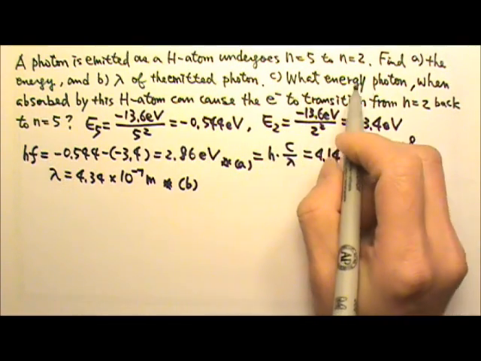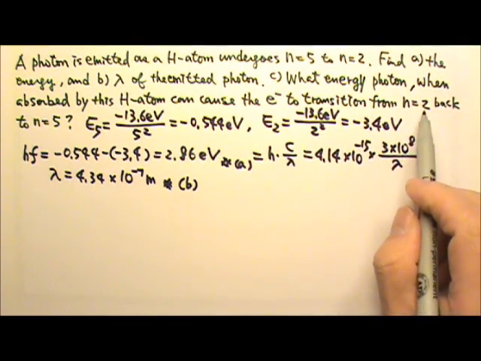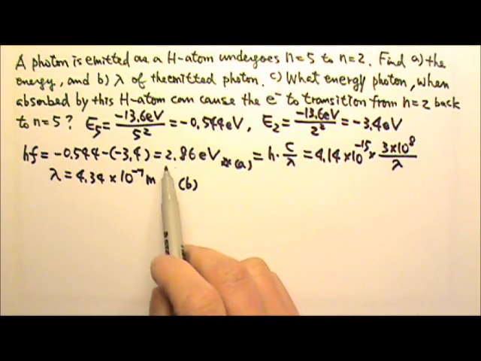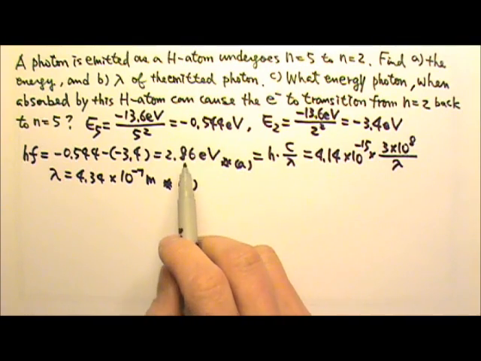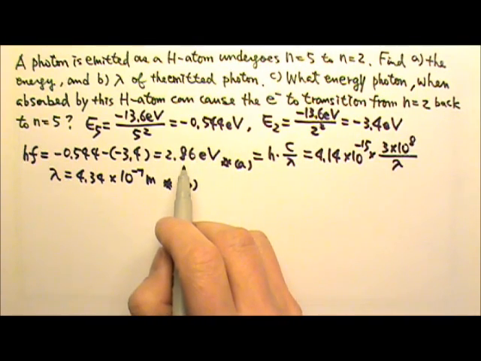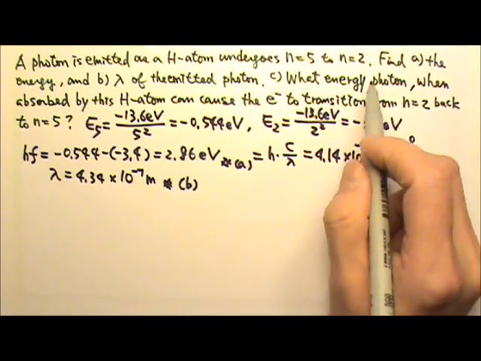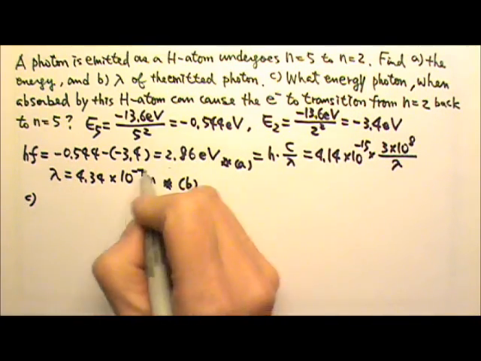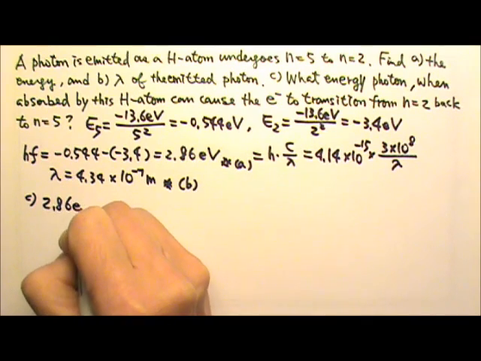And then part C, we want the transition to go back from n equals 2 to 5, so it's going to involve the same energy photon. It's just instead of the photon being emitted, this time the photon has to be absorbed. But the amount of energy involved is the same, 2.86 eVs.